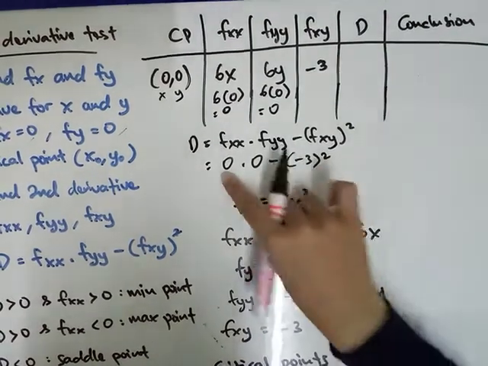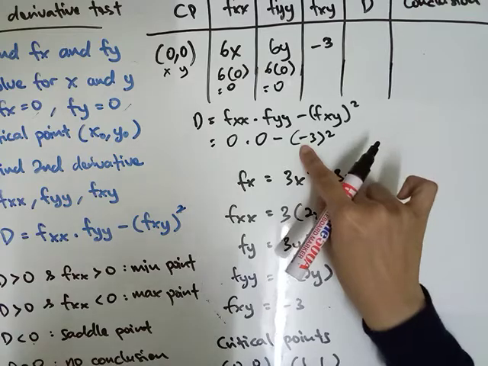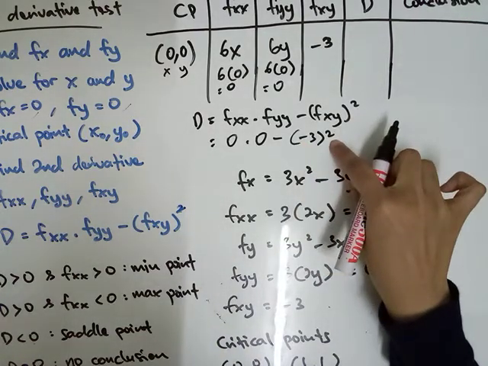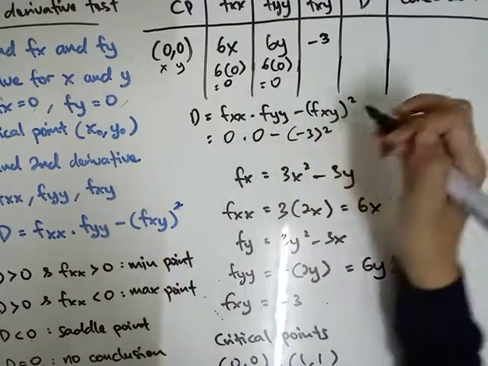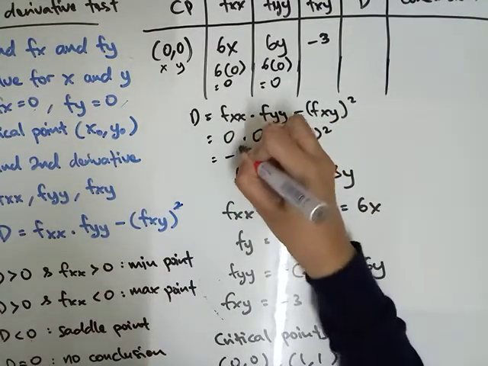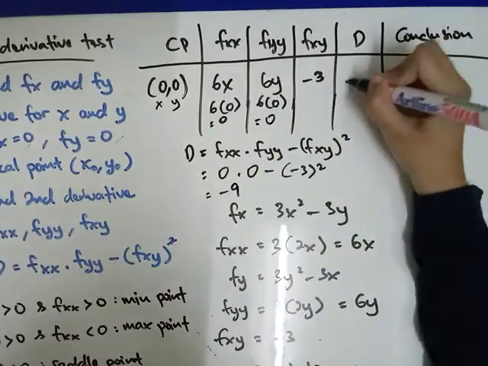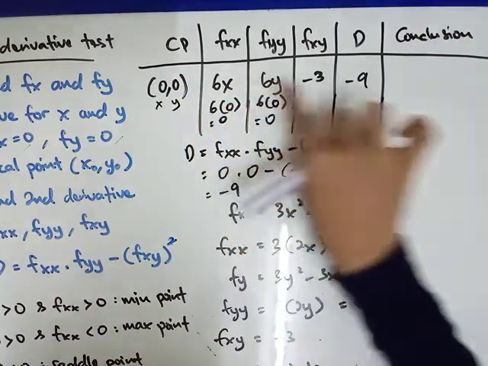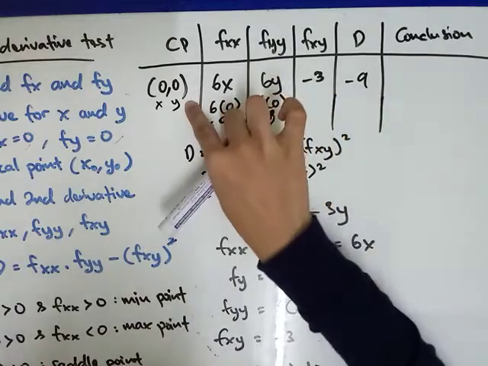So the answer is 0 times 0 is 0. Negative 3 power 2 we get 9. Negative 3 power 2 we get 9. And also we have negative here. So the answer is negative 9. So this is D at the point (0, 0). D is negative 9 at the point (0, 0).